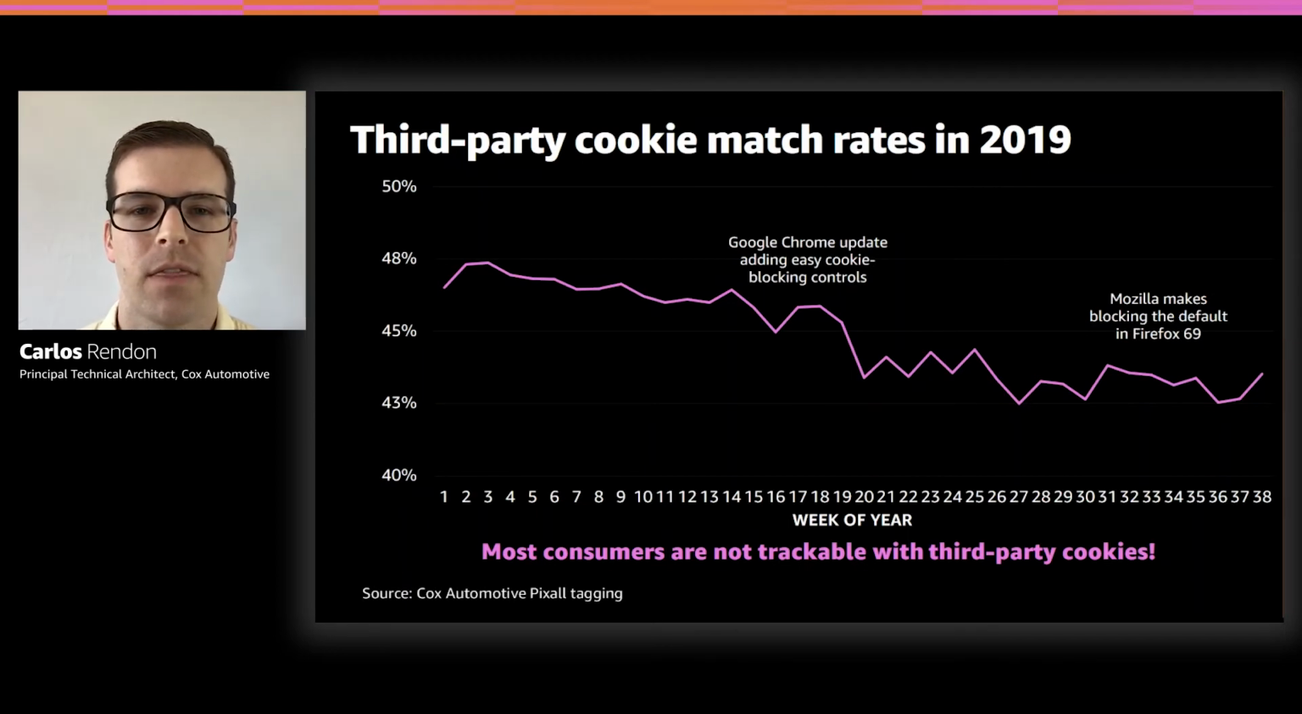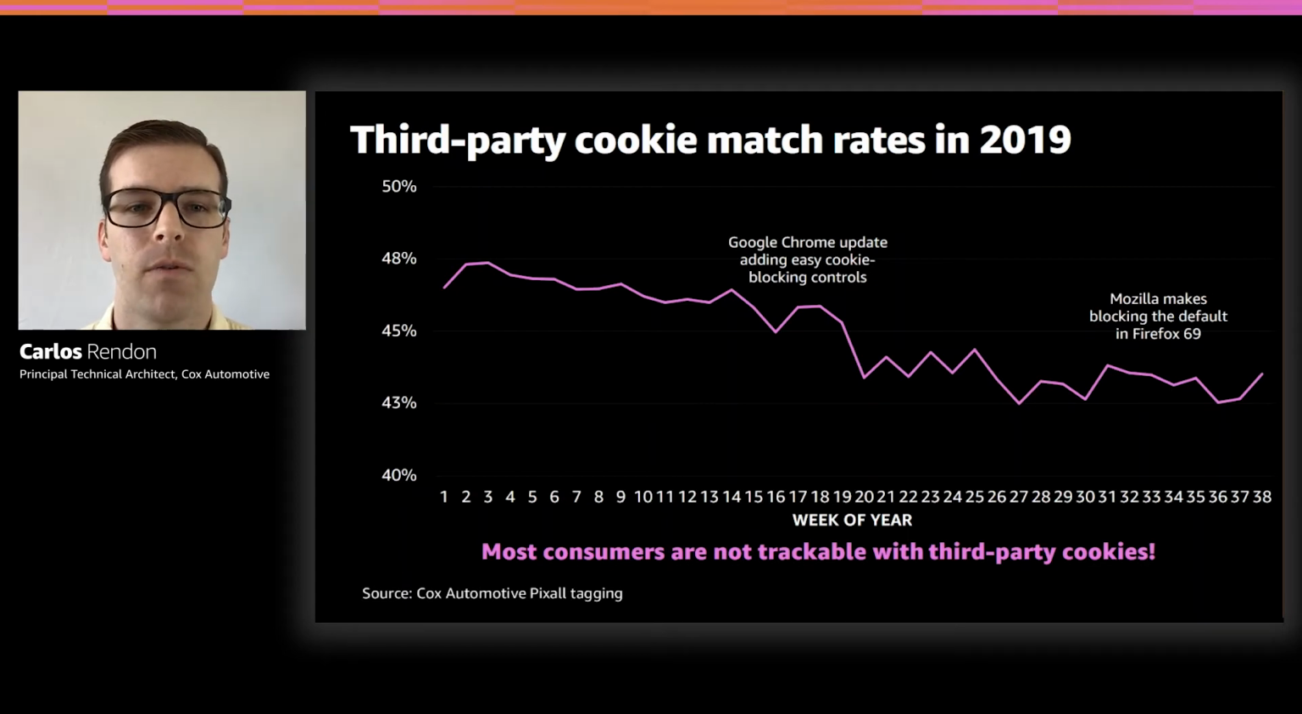On the screen, I've got the match rates. This is the percent of consumers that we're able to track with third-party cookies over the weeks of the year 2019. You can see that there's been a steady decline over that whole year. And you can see that along the way, technology vendors such as Google and Mozilla have added more technical blocks to enabling that feature from actually working.